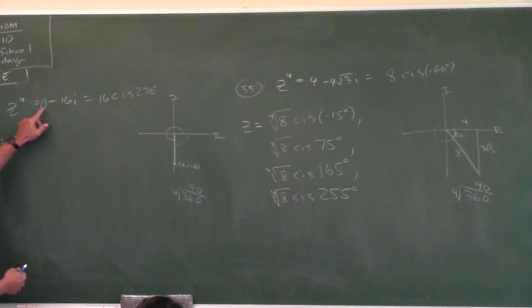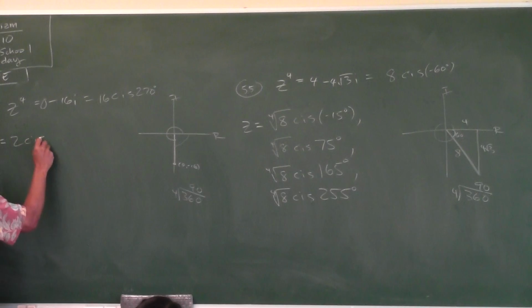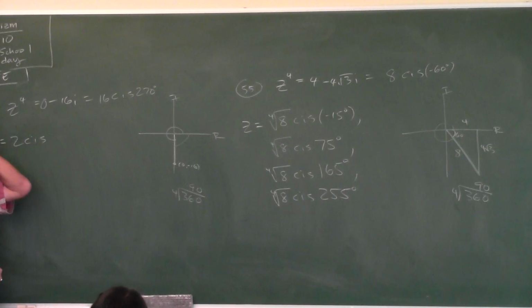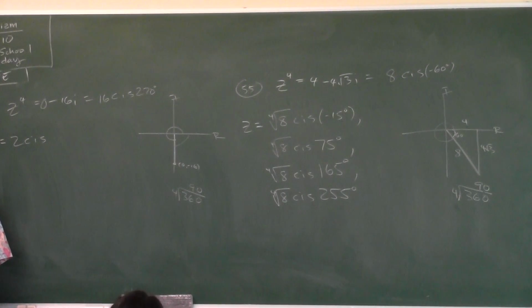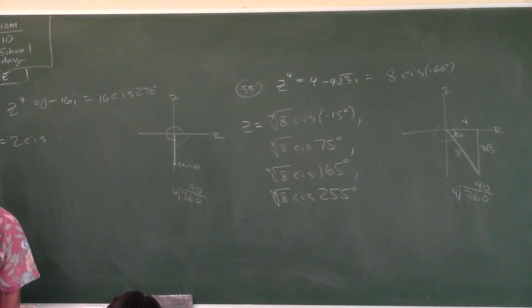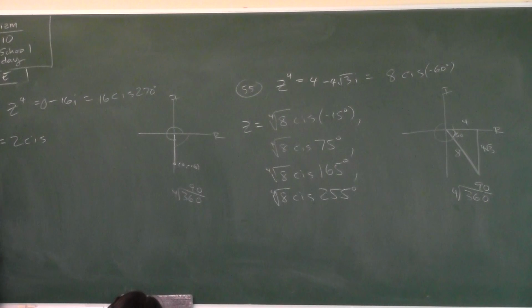So you take the fourth root of 16. Can we do that? 2. And then you divide that angle by 4. What is 270 divided by 4? Whose turn is it? Numa. 270 divided by 4. And don't say 270 over 4. I'm not good at this, I have to write this down. Okay, write it down then. 270 over 4. Divide top and bottom by 2. 67.5. There you go, 67.5.